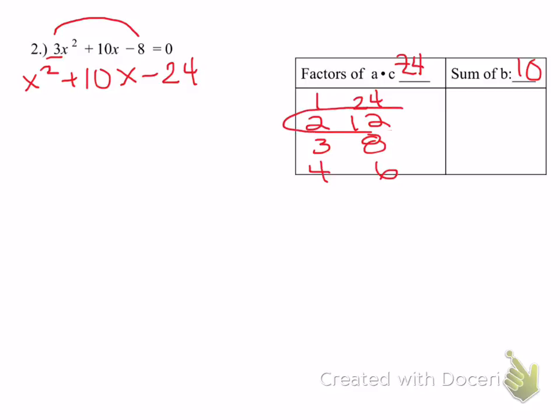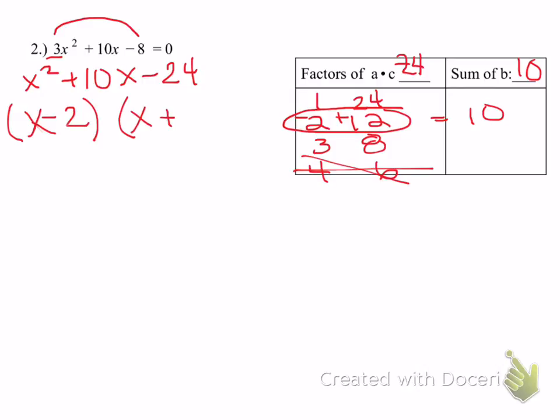Our goal is to figure out which one's going to get us 10, and we can see that it's going to be this 2 and 12, because we want a -24, so that means one is negative, one is positive. That wouldn't work for 4 and 6. It would give you 10, but they both either have to be positive or negative. So that's why this one does not work. One has to be negative, one has to be positive. So the 2 is going to be negative, the 12 is positive, because we want a positive 10. So let's go ahead and plug that in. We've got x minus 2, excuse me, and we've got x plus 12.